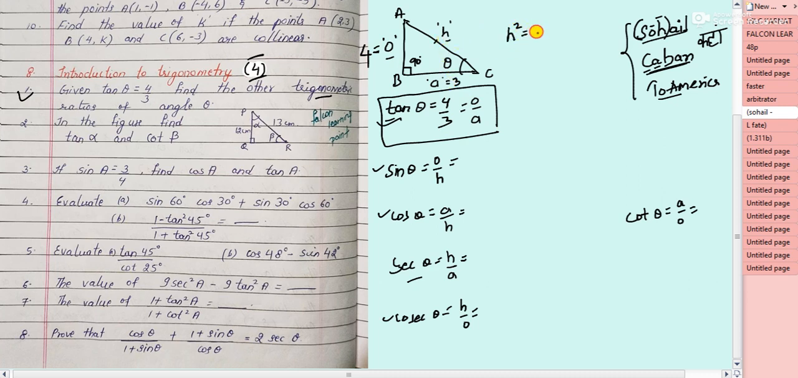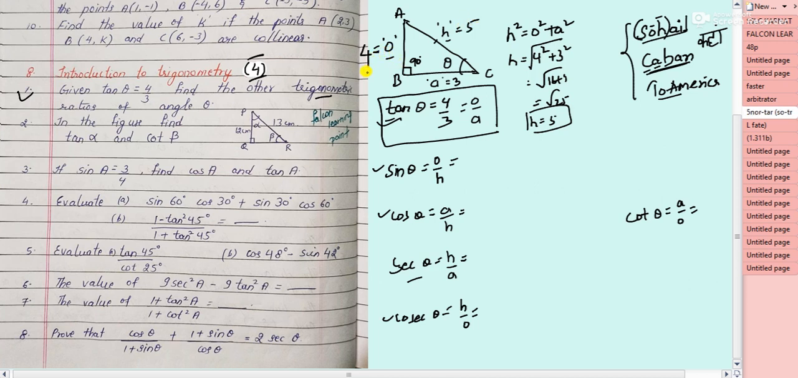H square is equal to O square plus A square, right? I hope you know this. So this is 4 square. H will be root of 4 square plus 3 square. So 16 plus 9, which is equal to root 25. So H is how much? Yes, it is 5. So you have got H also.